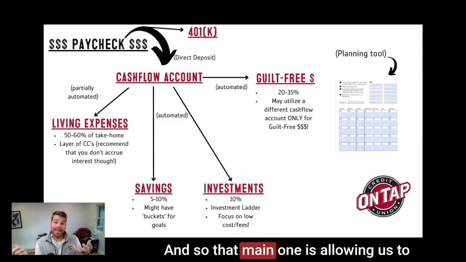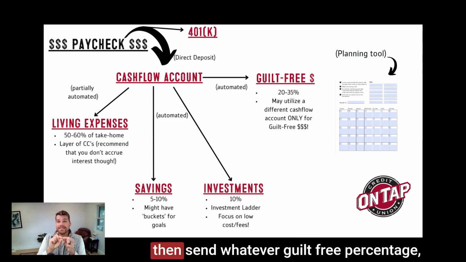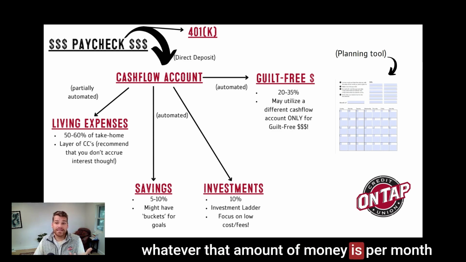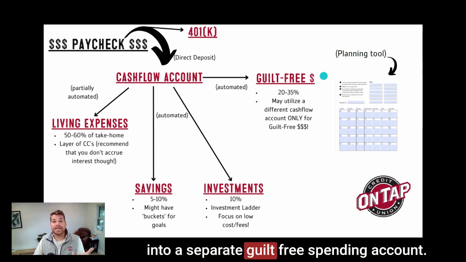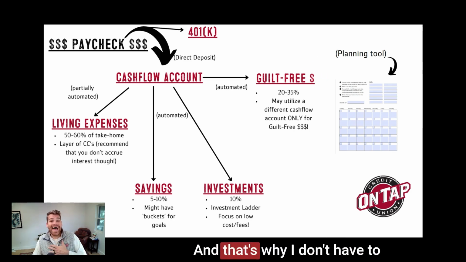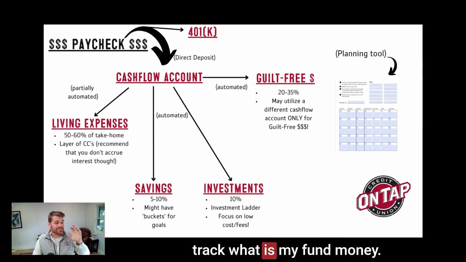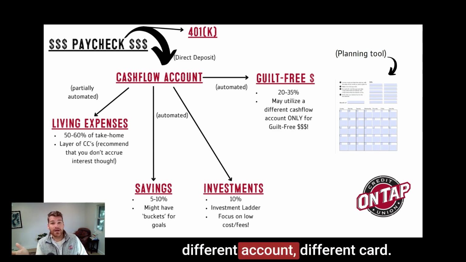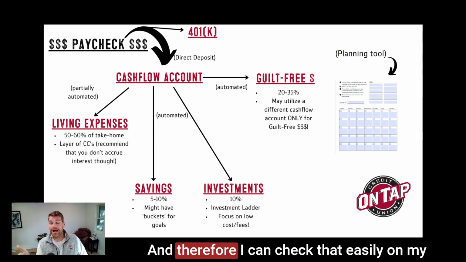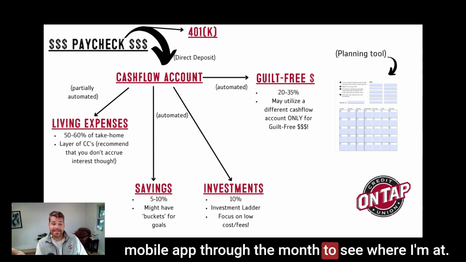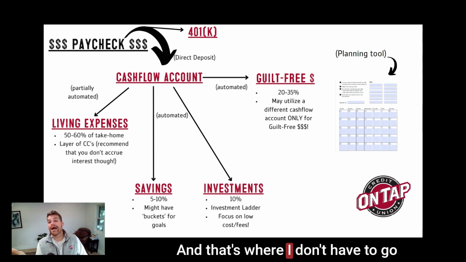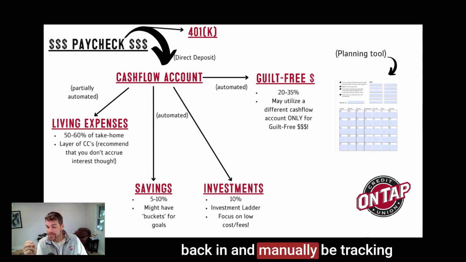And so that main one is allowing us to then send whatever our guilt-free percentage, whatever that amount of money is per month, into a separate guilt-free spending account. And that's why I don't have to track what is my fun money versus what's not. That is on a different account, different card, and therefore I can check that easily on my mobile app through the month to see where I'm at. And that's where I don't have to go back in and manually be tracking every single expense that I have.